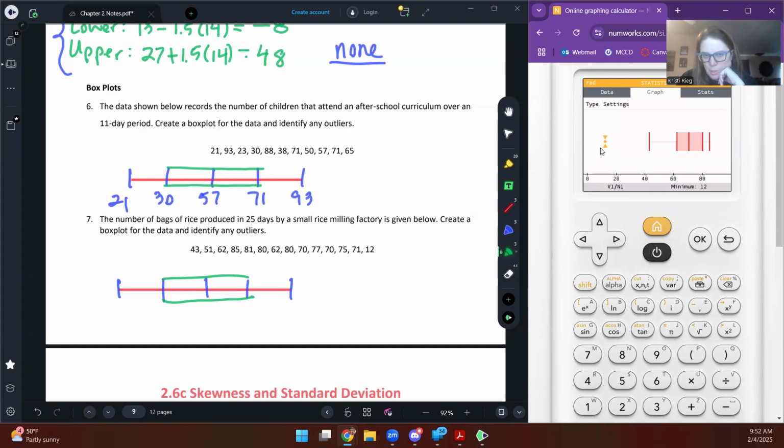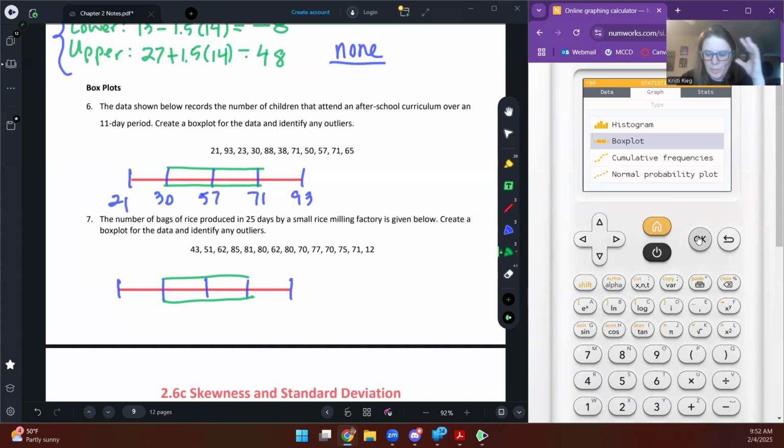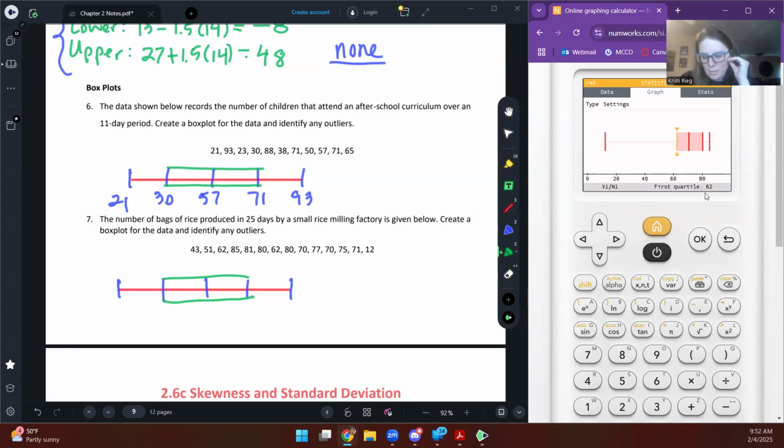So we're right here. This is where the cursor is on the orange. Go up to settings. Just so you know, don't do this, but if you go to type, you can change it if you didn't want a box plot. But we do want a box plot. So go up to settings, and you'll see that it says display outliers. If I turn that off and then go back, this goes all the way down with a minimum of 12, and then 62. It has all the numbers from the 5-number summary.